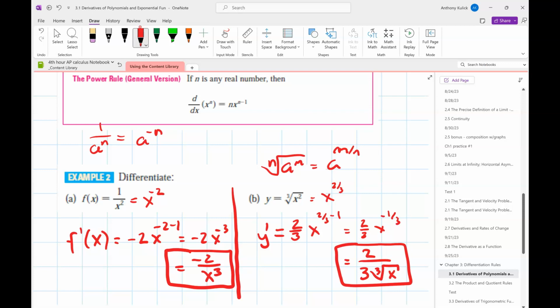And again, I wouldn't mark you down if you wrote 2/3 x to the negative 1/3. But if it's a multiple choice question, that's not probably going to be the choice. What I wrote down would probably be your choice. Almost guaranteed.